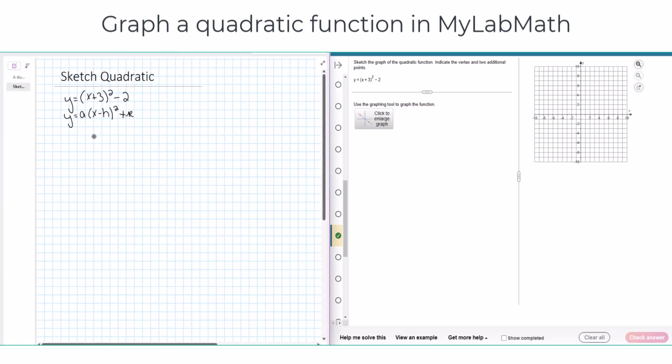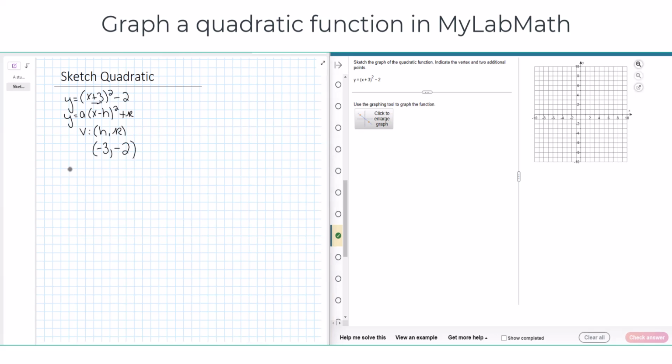All right. Now our vertex, the ordered pair (h, k), is what makes this equation really nice. The h value is the opposite of what we see. We see a positive 3, but we put in a negative 3. Our k is exactly what we see, and that's negative 2. That's great. So that's our vertex.